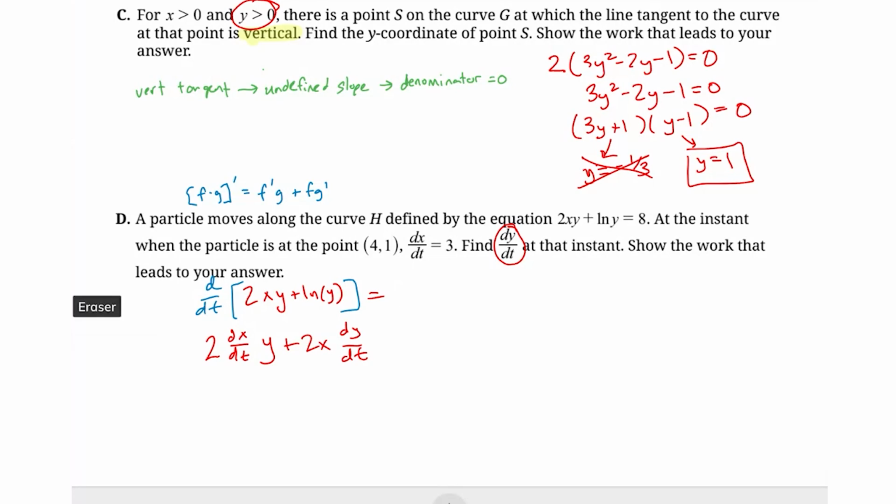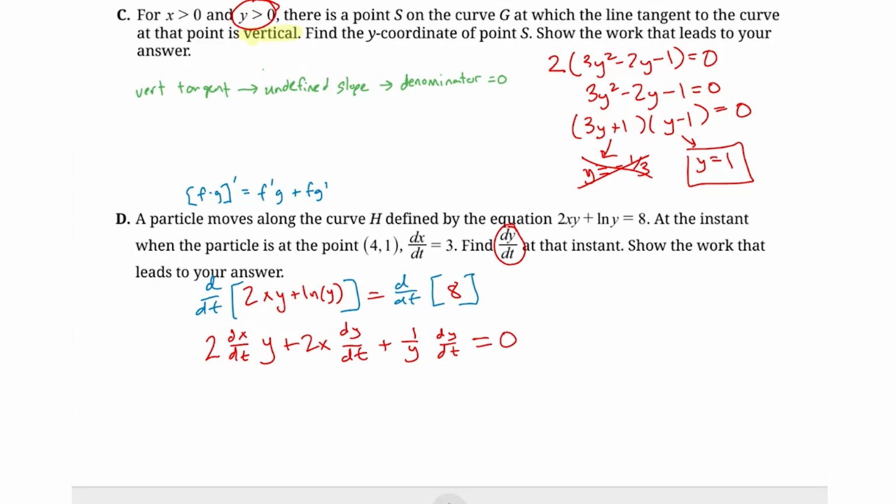Oh, didn't leave myself enough room there. d/dt of 8. It will be 0. Then 2x dy/dt, and that is the end of the derivative of that first term. The derivative of natural log of y with respect to t is going to be 1 over y dy/dt. The derivative of natural log of y is 1 over y, and using the chain rule, we get dy/dt. And the derivative of 8 with respect to anything is just going to be 0 because 8 is a constant.